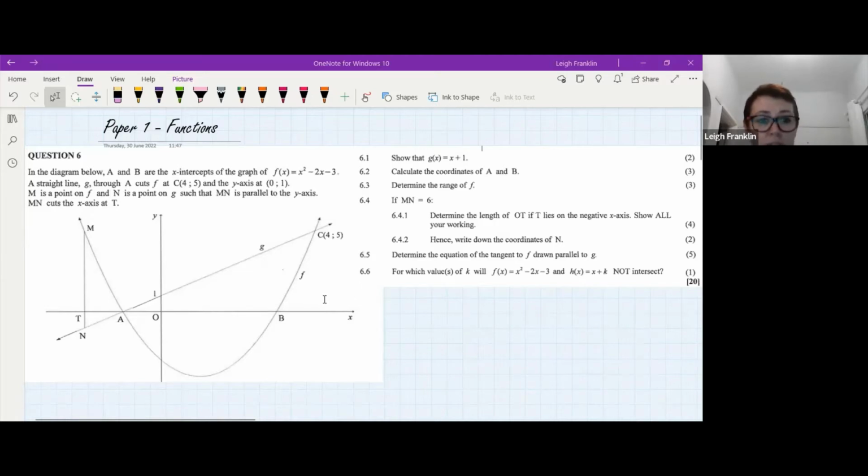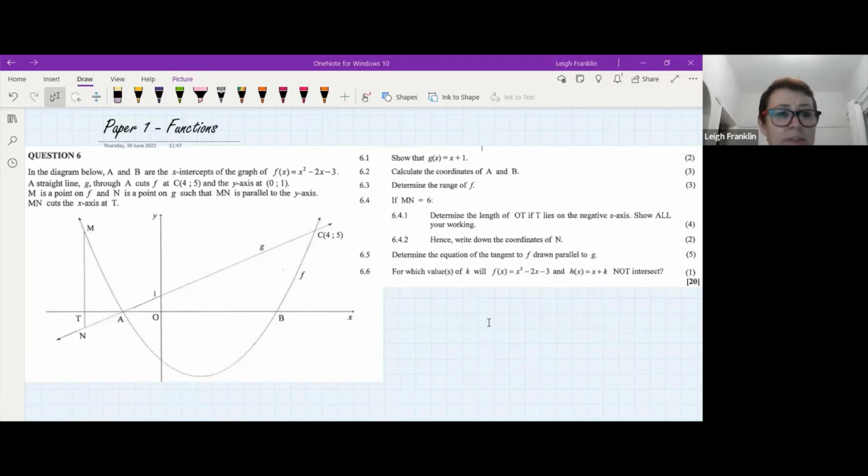This particular question is an exam question. It comes out of a year-end paper, so it's a typical sort of thing that you can expect. Nothing that's been asked in this particular question is, in my opinion, very, very difficult, but let's work through it and we can talk about it. In the diagram below, A and B are the x-intercepts of the graph of f of x, which is x squared minus 2x minus 3, a straight line G.